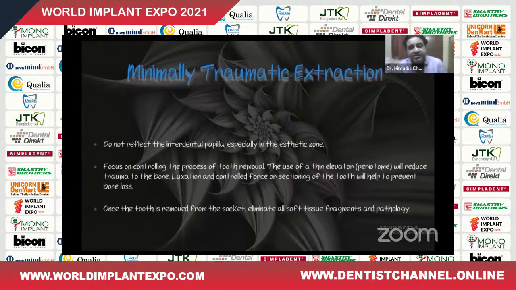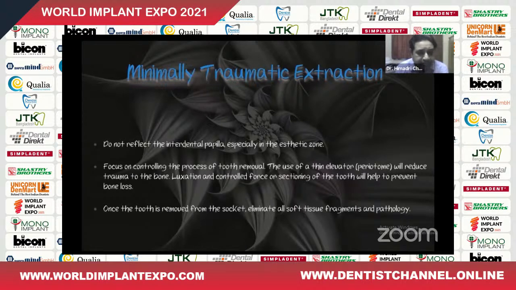Now we have techniques like socket shield techniques or modified socket shield techniques, where we can keep part of the tooth and wait for some period of time. Most of the time we don't require ridge augmentation for bone volume, because there is formation of bone and no collapse of the buccal ridge, since you have kept a kind of shield. But that's a part of a different discussion, we're not discussing it here.